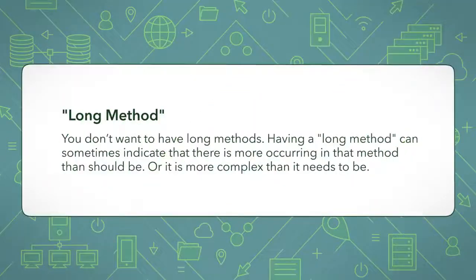Now let's talk about the code smell of long method. This one is relatively self-explanatory. You don't want to have long methods. Having a long method can sometimes indicate that there is more occurring in that method than should be, or it's more complex than it needs to be. But how long is too long? It really depends. There's no magic rule that says that a method with X amount of lines is too long. For example, methods that set up a user interface tend to be naturally long, despite being focused on one specific task. This obviously depends on the toolkit being used. Generally, though, such methods aren't that complicated for their length, so a long method here might be okay.